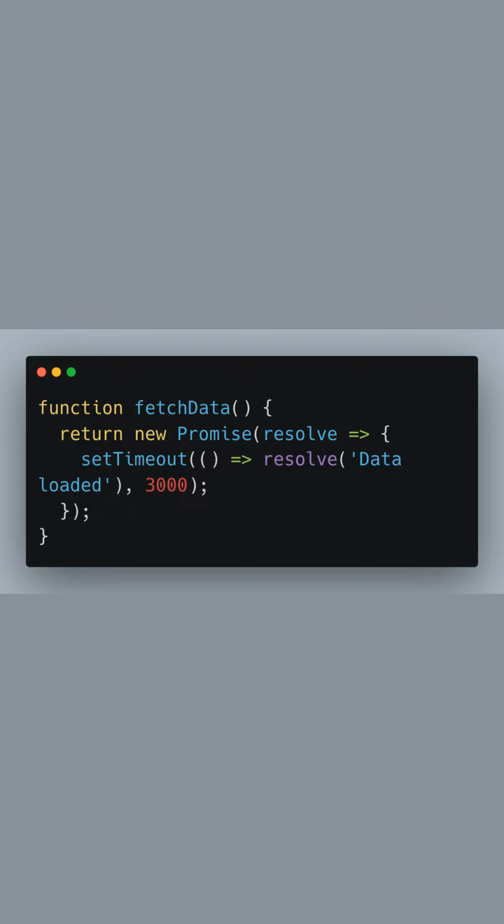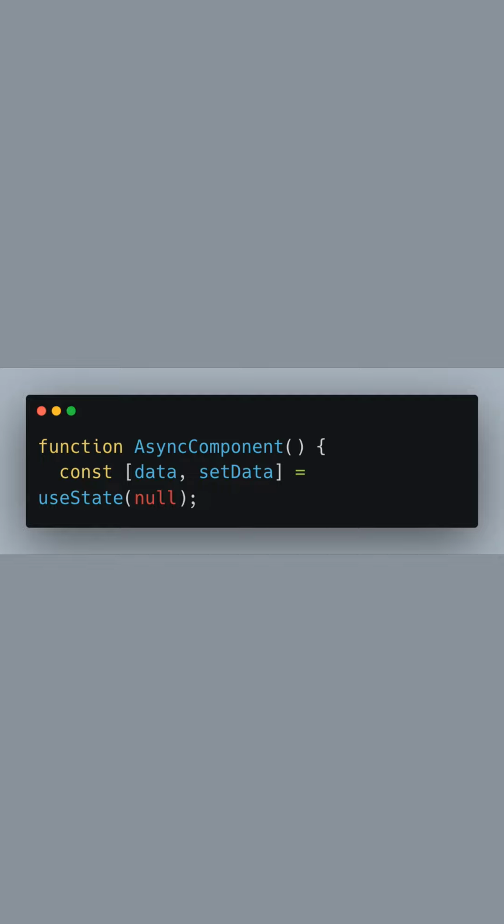It returns a promise that resolves after 3 seconds to mimic a network request delay. Now, let's define an asynchronous component named AsyncComponent. Within it, we use the useState hook to declare a state variable data, which will store the fetched data, and a setData function to update it.